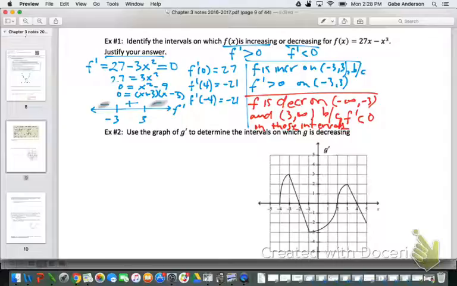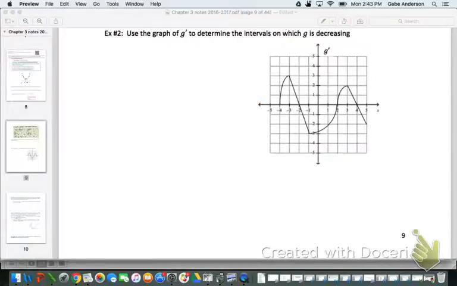I'll read it out loud, but let's see if you guys can do this. I'll just let you try this on your own first. It says use the graph of G prime to determine the intervals on which G is decreasing. And notice the graph that I supplied you with down there is not a graph of G, it is a graph of G prime. Okay? So I trust you. I think you can probably do this or at least come close. Let's see how you do. Give it a try. We're looking for where G is decreasing.